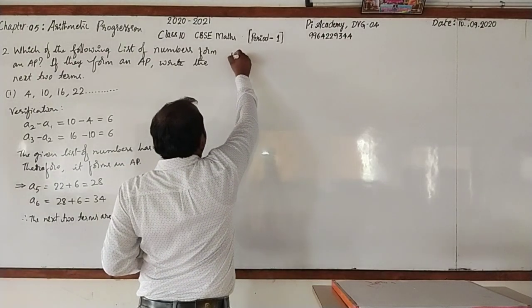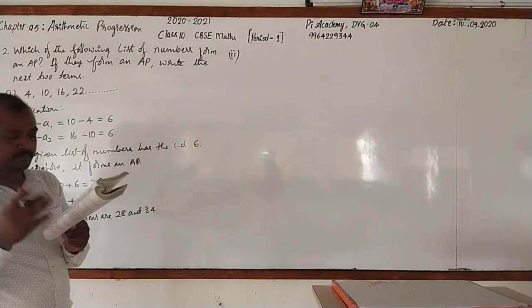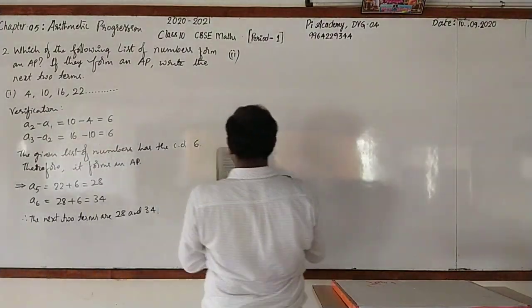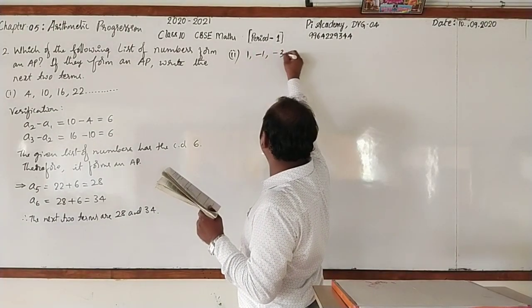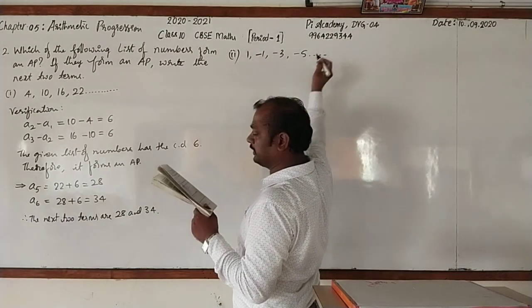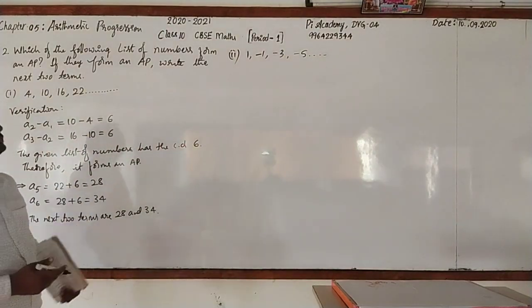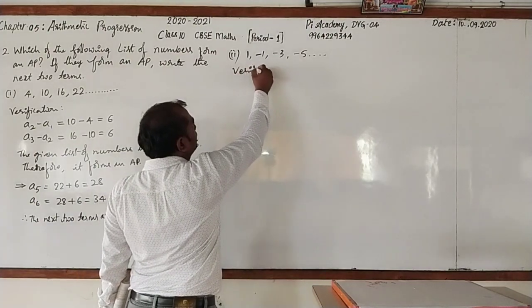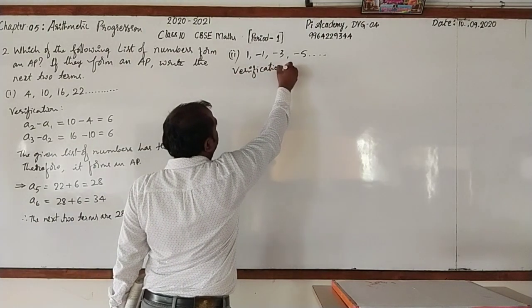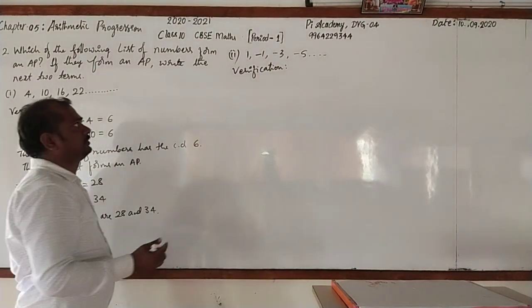Now, let's move on to the second one. It has been given like this. Please go on writing with me. This is 1, minus 1, minus 3, minus 5 and so on. Here also they are given 4 terms. First, check whether it forms an AP. Hence, write verification.